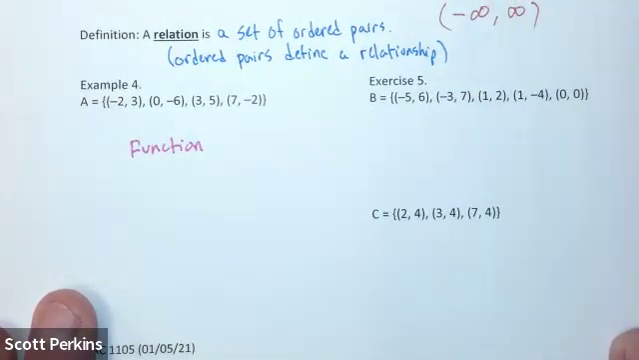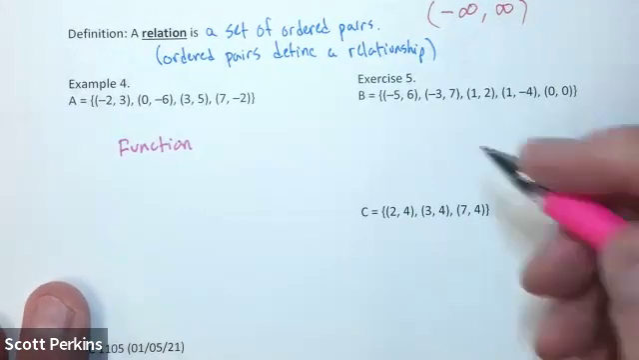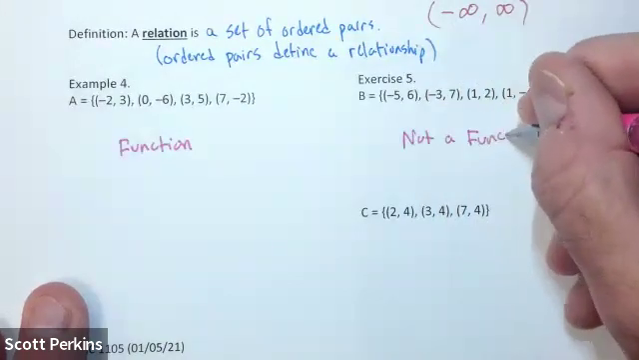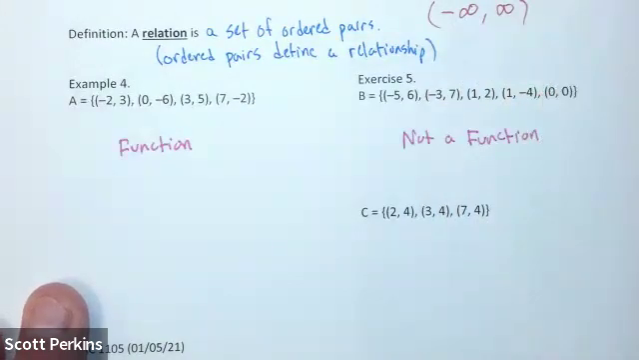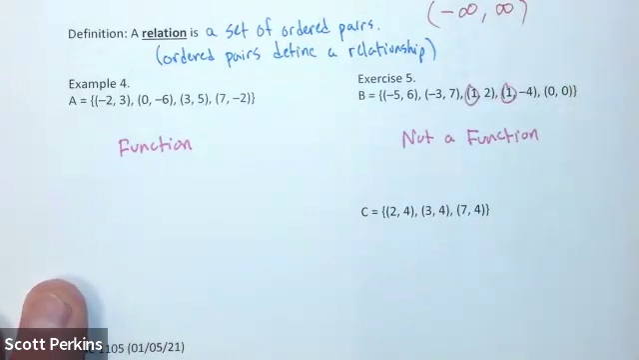How about relation B? Is it a function or not a function? Why is it not a function? Which one is repeated? Yeah, 1. Notice 1 relates to two y values. So it is not a function. Everybody see the difference?